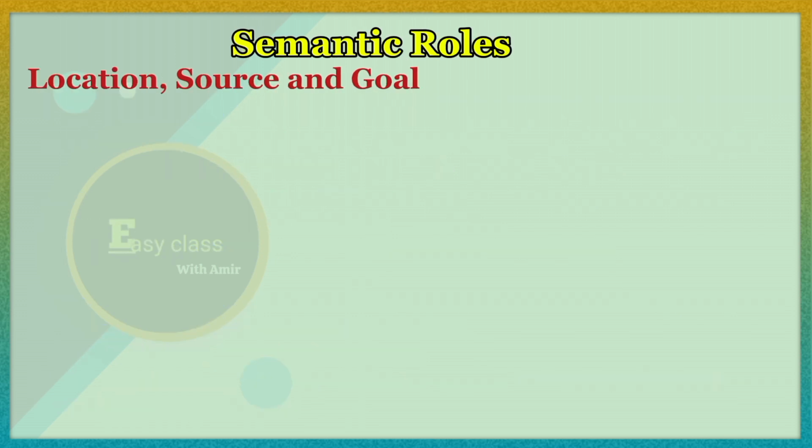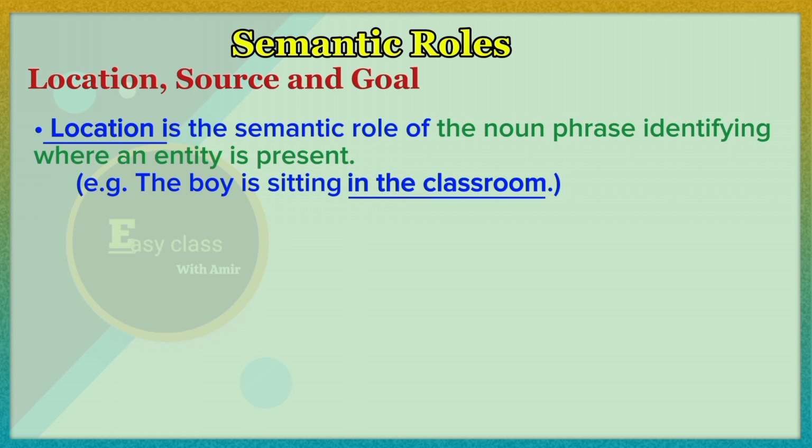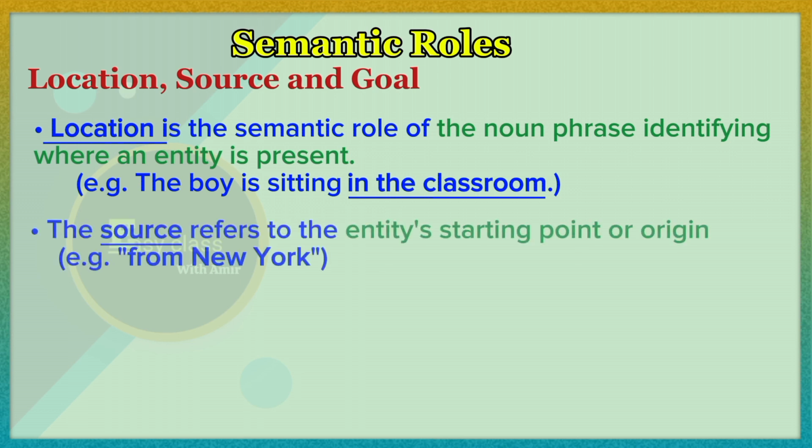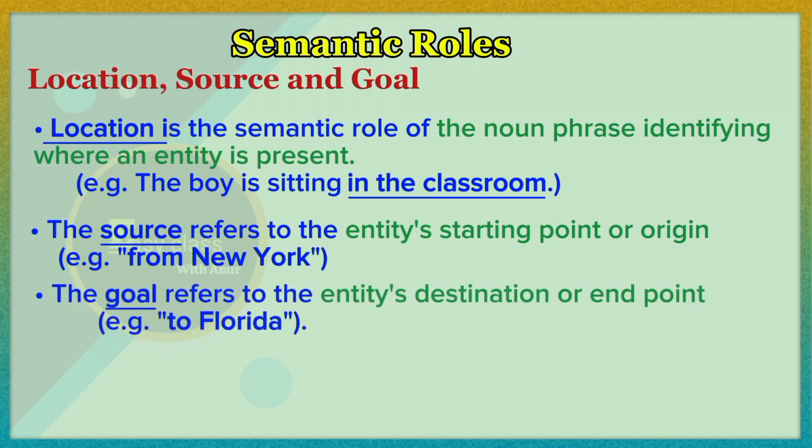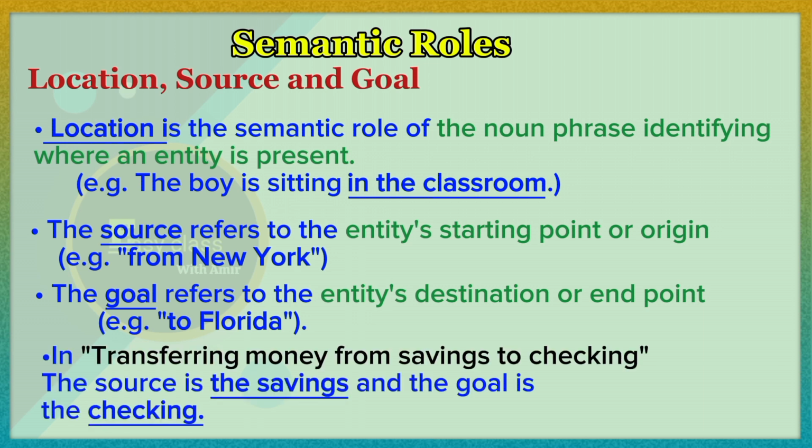Location, source, and goal. Location identifies the place, such as on the table or in the room, where an entity is. Where the entity moves from is called the source, for example, from New York, and the place or direction where an entity moves to is the goal, for example, to Florida. When we talk about transferring money from savings to checking, the source is savings, and the goal is checking.